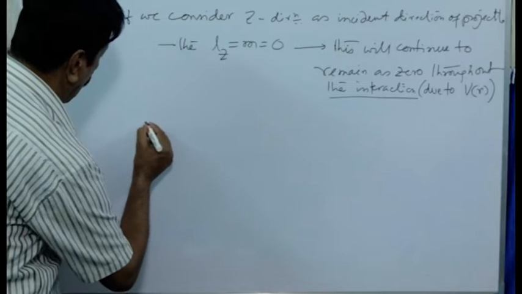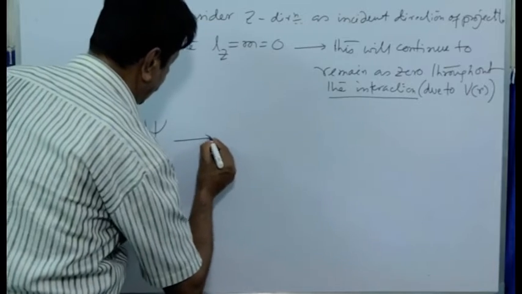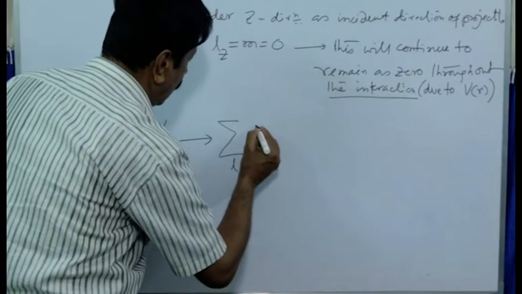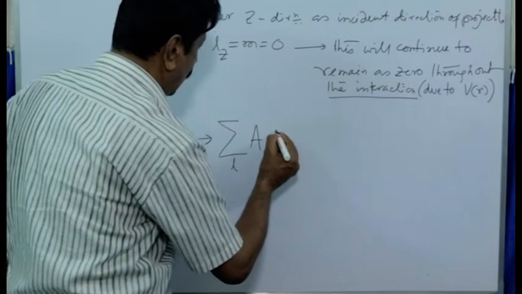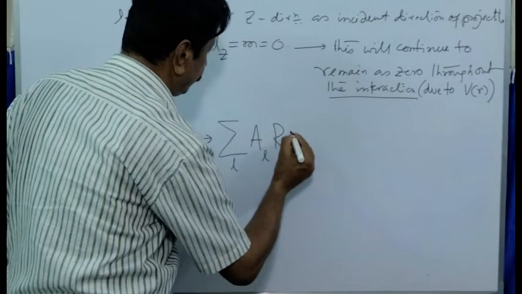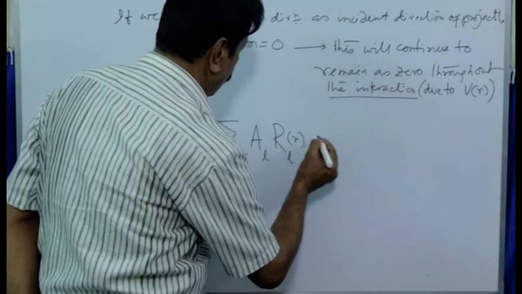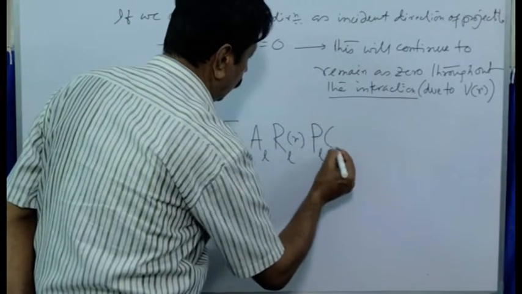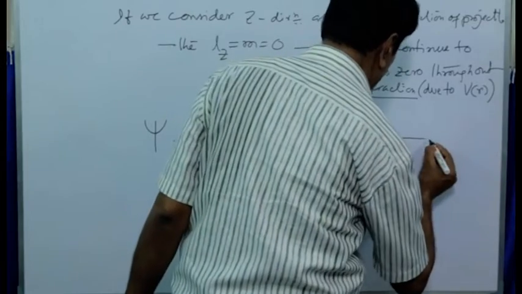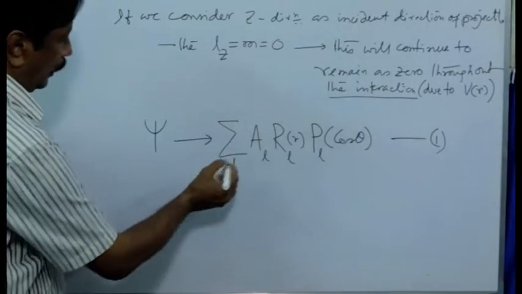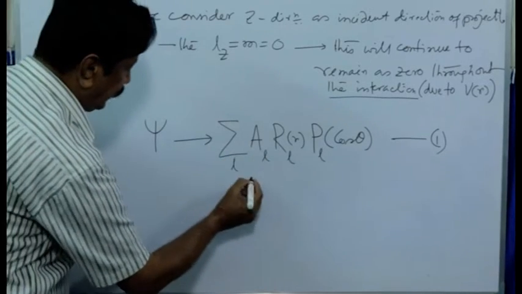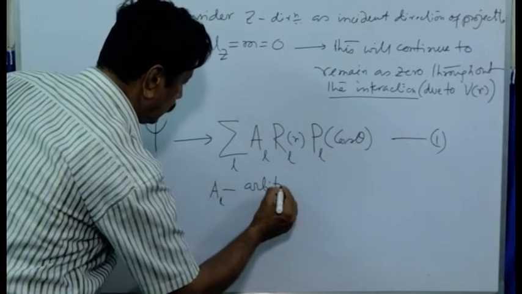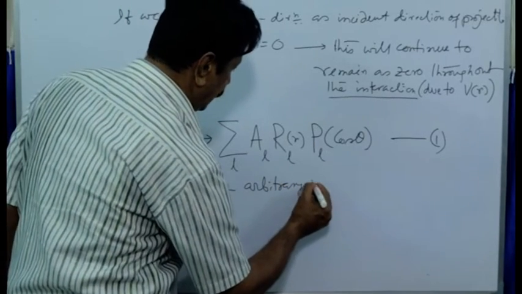That's why the total psi can be expressed as the sum over L, A_L, R_L, and P_L of cos theta, where L is the angular momentum and A_L is an arbitrary normalization constant.